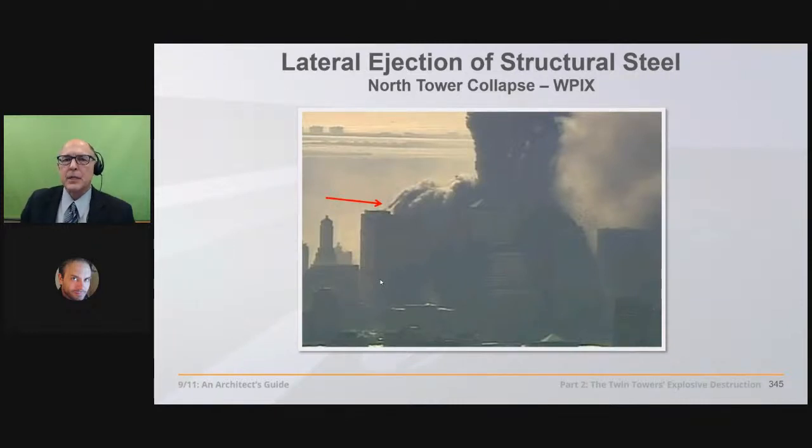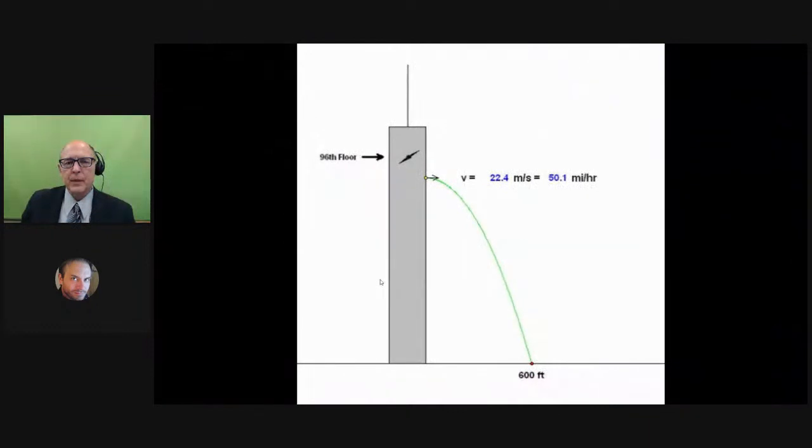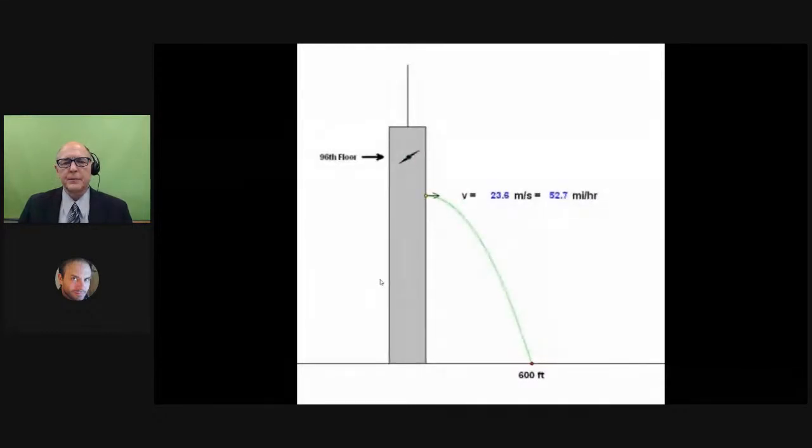Let's go back to physics teacher David Chandler. Girders weighing several tons were found 600 feet from the base of the North Tower. How fast they were ejected depends on where they originated. If they came from high in the building, they were thrown outward at about 50 miles per hour. If they came from lower down, the speed had to be even greater. Gravity alone cannot account for such high lateral ejection speeds.